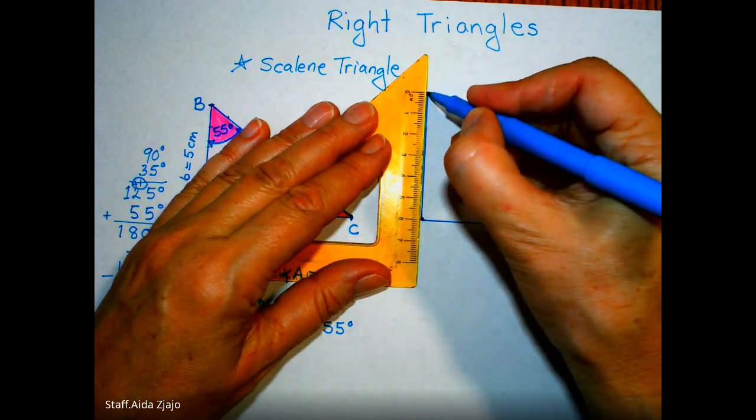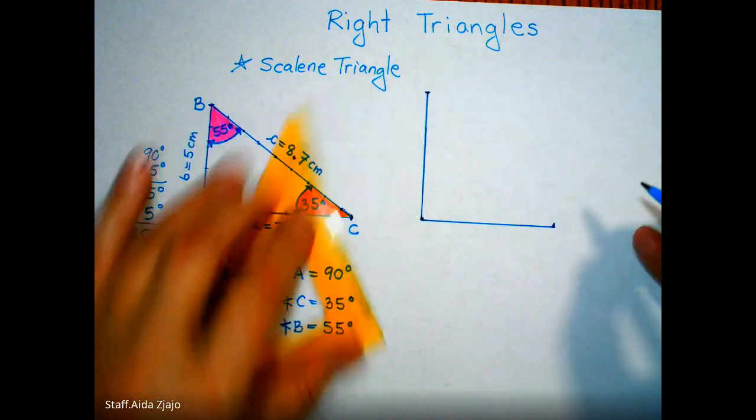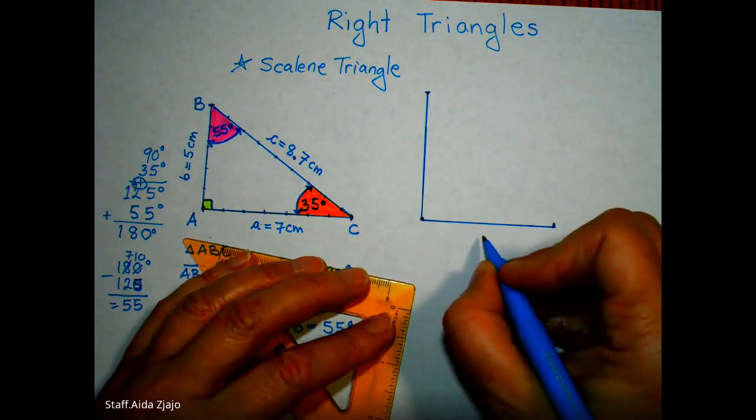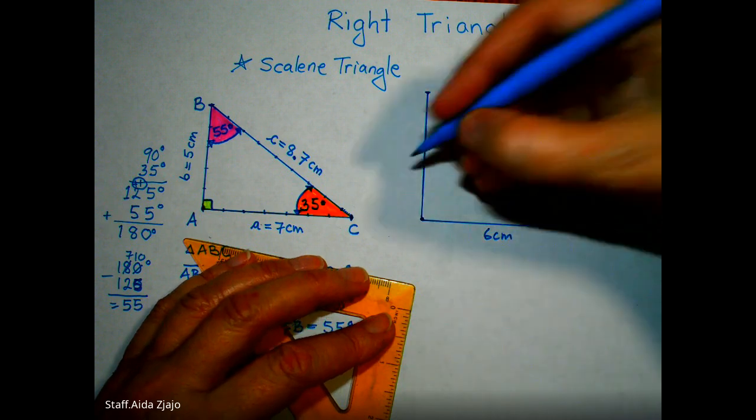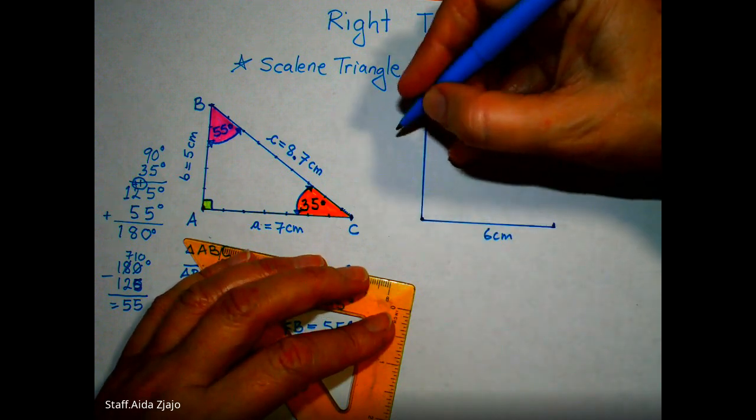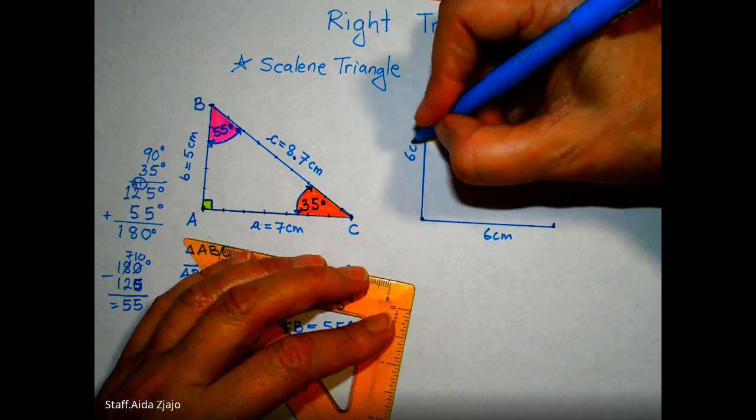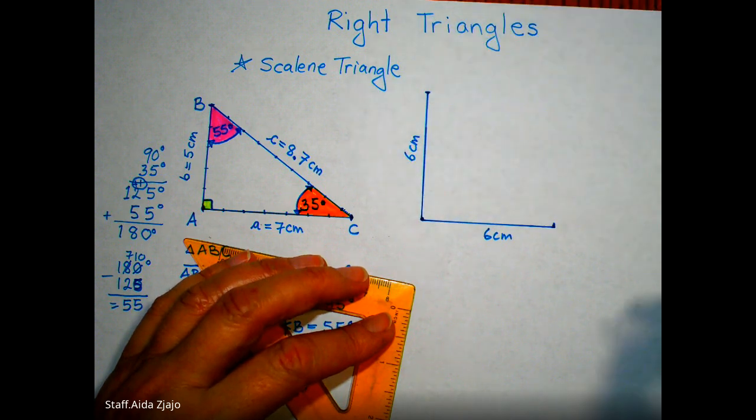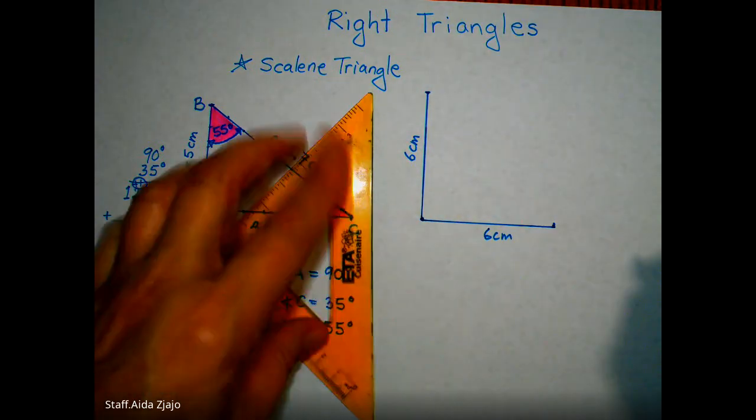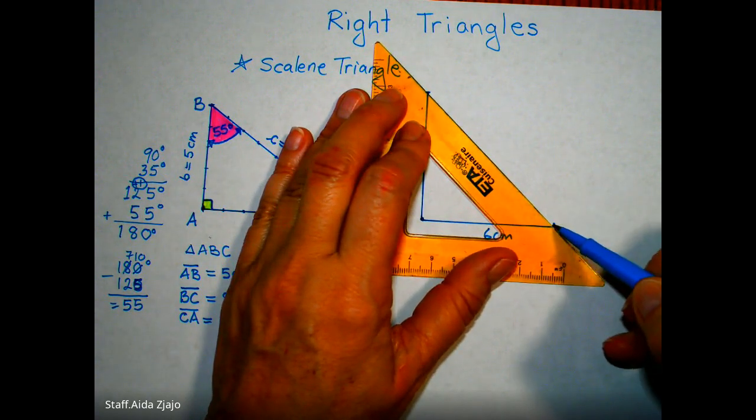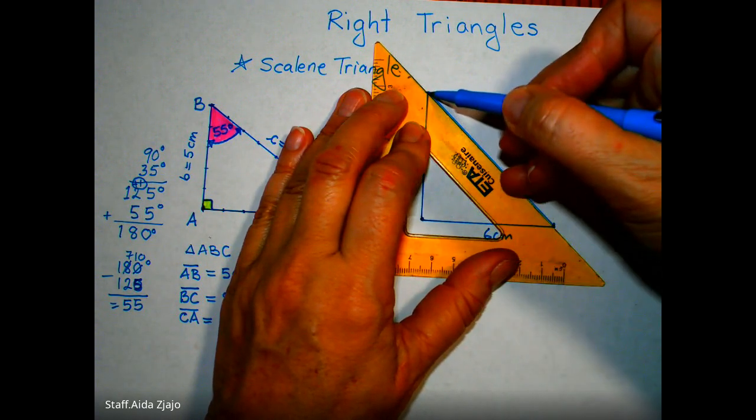And this is a 6 centimeters line. Sometimes you'll see that there is just a label like 6 centimeters. They don't label the segments with a lowercase letter and a 6 centimeters. If you like it that way, it's okay. And then the last line segment will be in between these two.